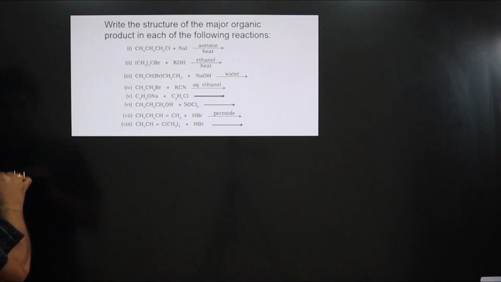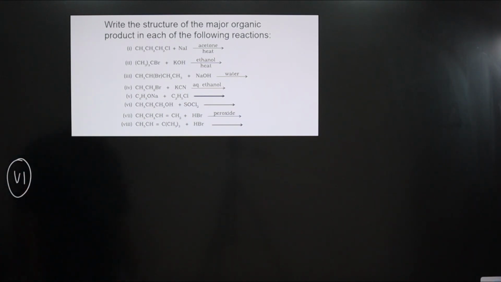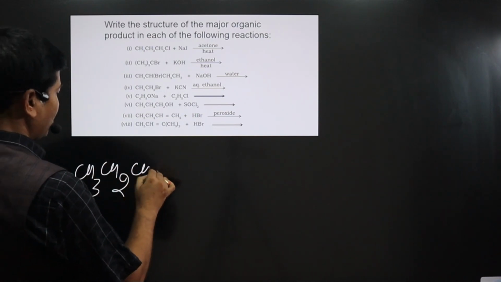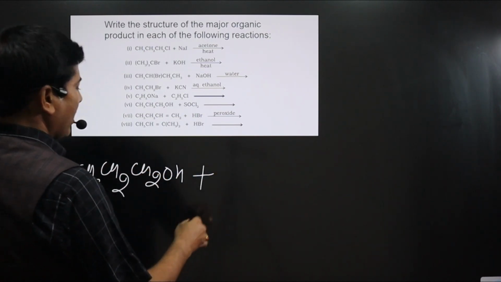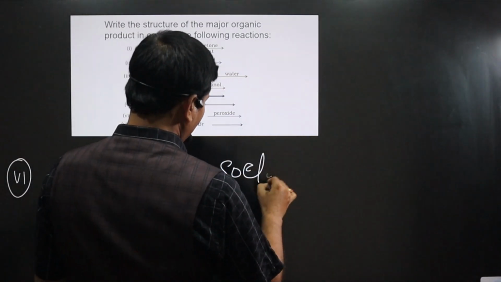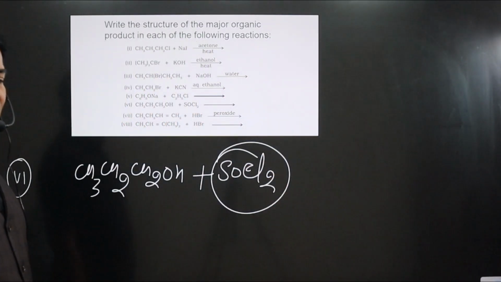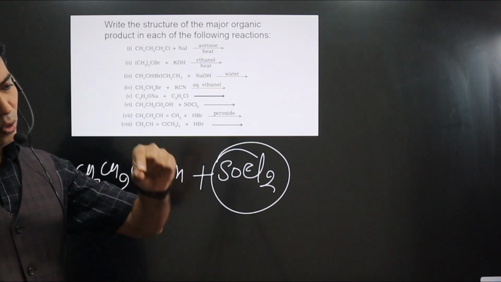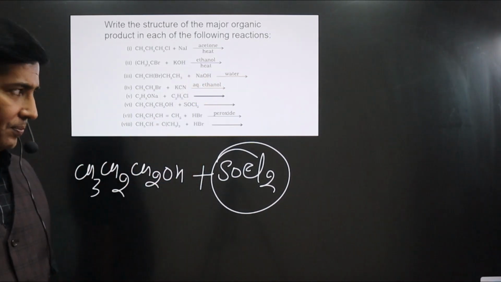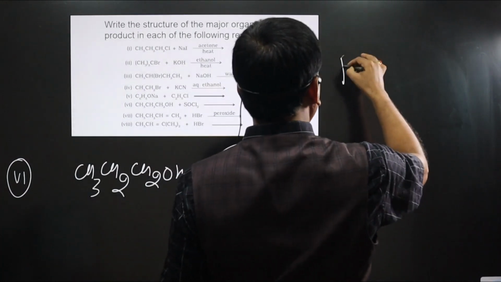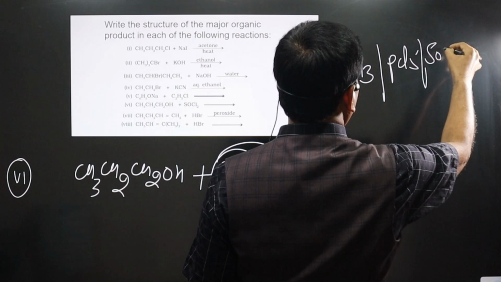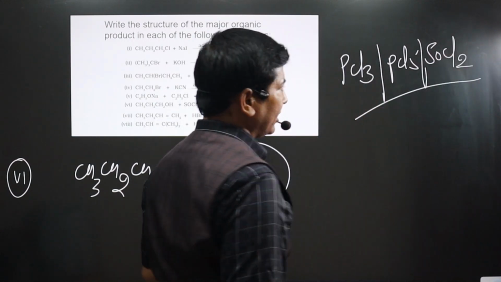We have the sixth one. In this case, a very interesting chemical reaction, we have CH3CH2CH2OH and SOCl2. This is a halogenating agent, it halogenates alcohol, the OH group is replaced by Cl. Halogenating agents we have are PCl3, PCl5 and SOCl2.